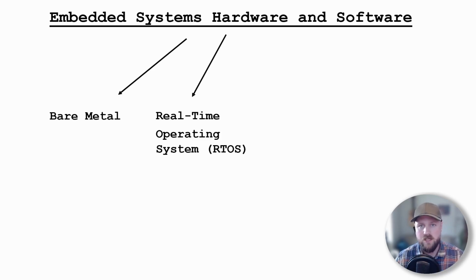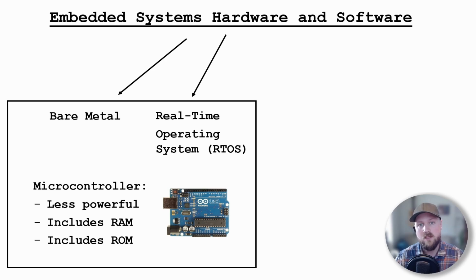Now, I've grouped these two together, the bare metal and the RTOS, because generally speaking, you're going to see these running on a microcontroller. So the difference between a microcontroller and what you may be used to in your home computer, a microprocessor, is that microcontrollers are generally less powerful. However, they will include in them some memory and some ROM, so some read-only memory to store our code. So we can compile our code and store it directly onto that microcontroller, and then it also has the RAM built in that it can access, and we don't need to add those externally to our design.